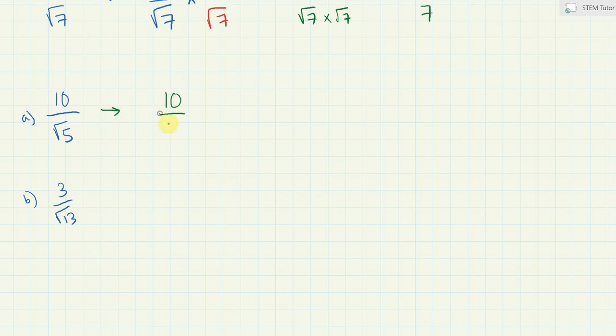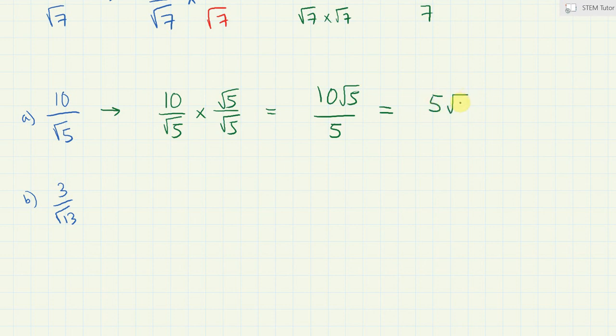So here we had 10 over root 5. So we would multiply this by a further fraction where root 5 is both the denominator and the numerator. So this is essentially 1. This will give us 10 root 5 over 5. Now this fraction here can be simplified, and that will give us 10 divided by 5 is 2 root 5.